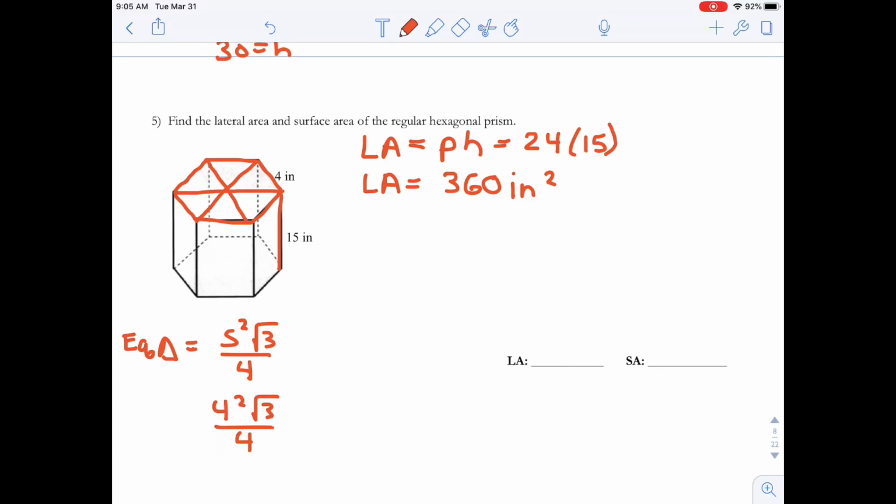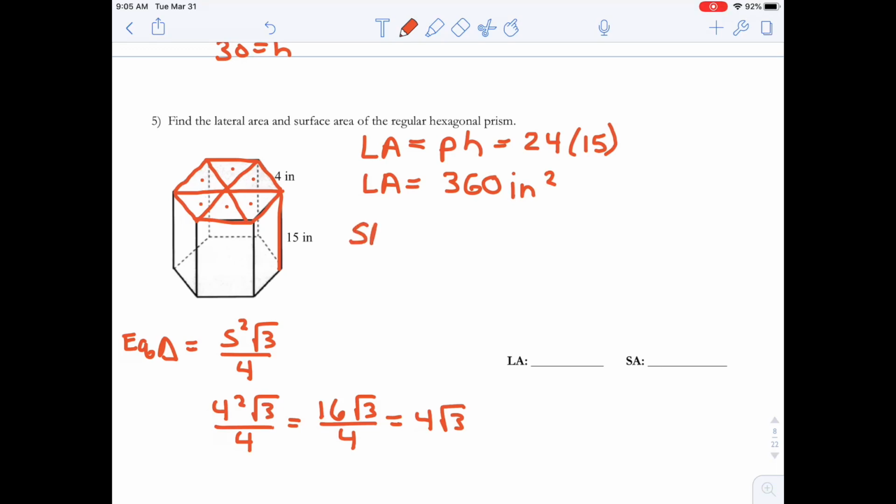And again, I got to take into account, I have 1, 2, 3, 4, 5, 6 of those. So after we get this answer, we'll multiply by 6. Okay, 16 root 3 over 4, which is 4 root 3. And I have 6 of those little triangles there. Okay, so we go up here.